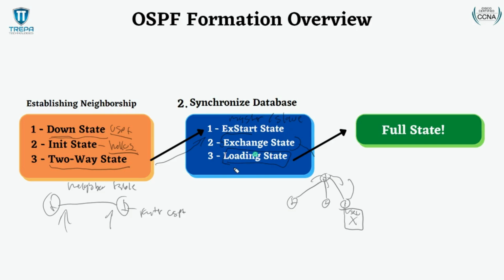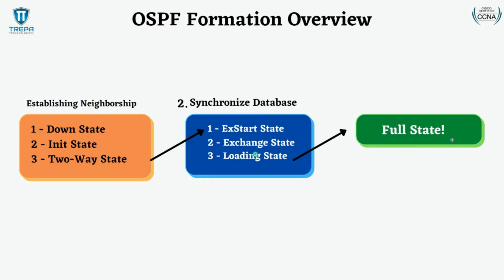Now in that loading state, that's where all of our LSA flooding is complete, right? And once that's done and they're all synchronized, we enter into the full state, okay? So the loading state is this process of LSA flooding to that designated router, that master-slave relationship. And once that link state request list is done, it's empty, we're in the full state, okay? All right, so let's go ahead and jump right into this.